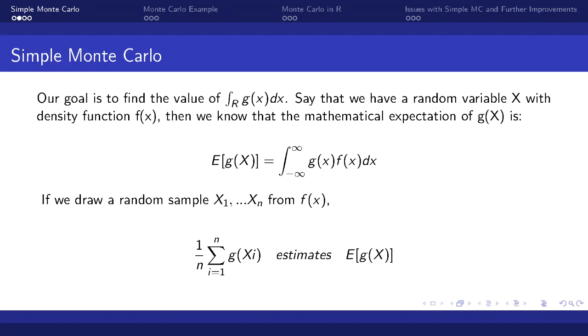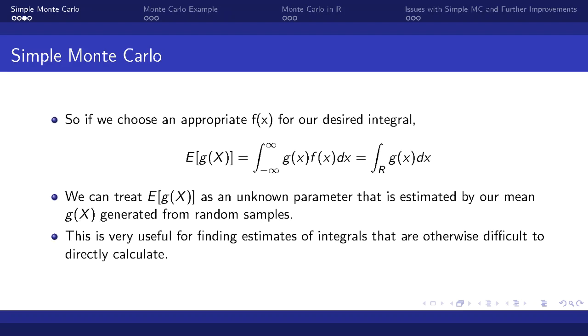If we draw a random sample of x1 to xn from this density function f of x, we may then use the mean of g, taking this sample into account, in order to estimate the expected value of this function. So, if we choose an appropriate density function f of x for our desired integral, we can then treat the expected value as an unknown parameter that is estimated by our mean g taking x from random samples. This is very useful for finding the estimates of integrals that are otherwise difficult to directly calculate.